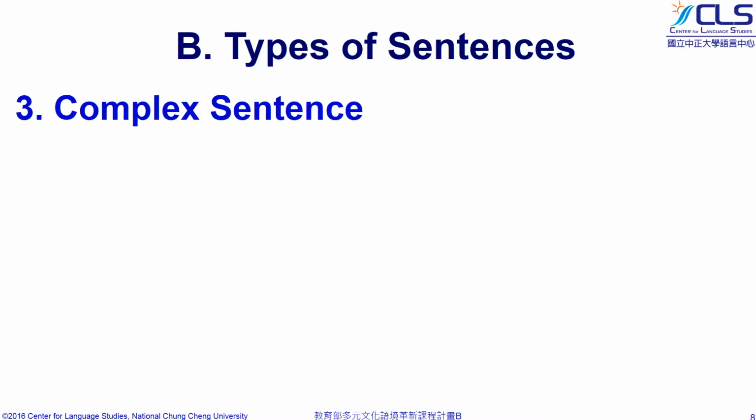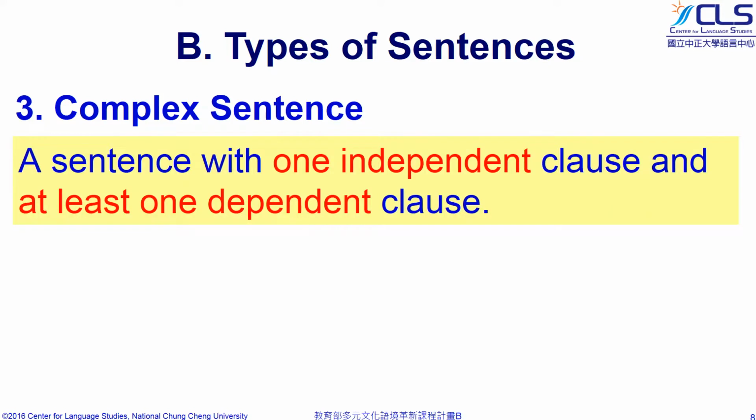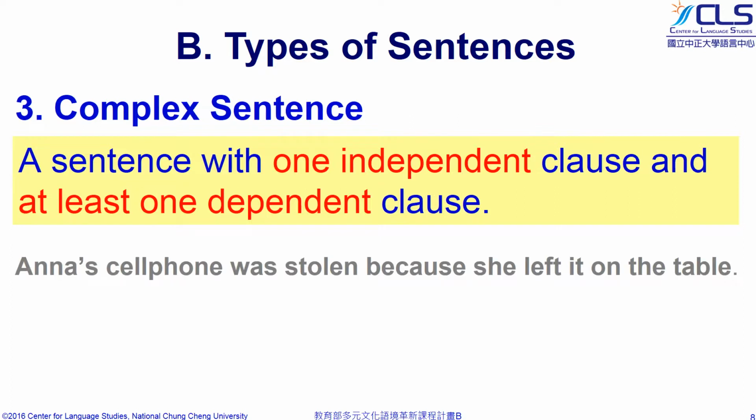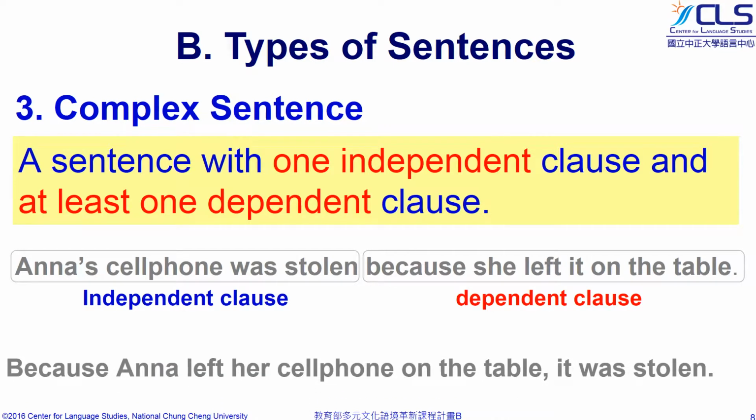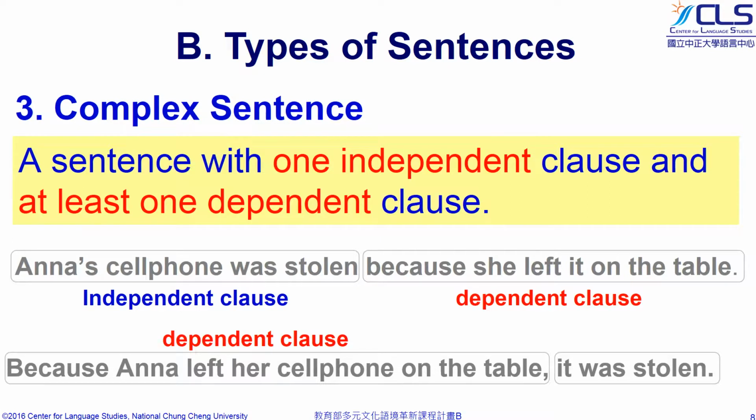A complex sentence is a more complicated sentence. It is a sentence with one independent clause and at least one dependent clause. In the example here, the clause "Anna's cell phone was stolen" is an independent clause, and a dependent clause, "because she left it on the table," follows. We can also rearrange the independent clause and the dependent clause. So the sentence is changed into "Because Anna left her cell phone on the table, it was stolen."